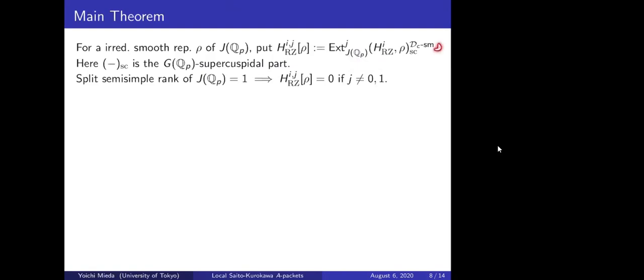This is a smooth part, slightly different from the usual definition. This definition uses the ring of distributions with compact support. But if j is equal to zero, then it equals the usual smooth part. And this SC means the G(Qp) supercuspidal part of this group. So we concentrate on the supercuspidal representations appearing in this derived isotypic part. And this J(Qp) has split semisimple rank 1. And this fact implies that this extension group vanishes unless j is equal to 0 or 1.